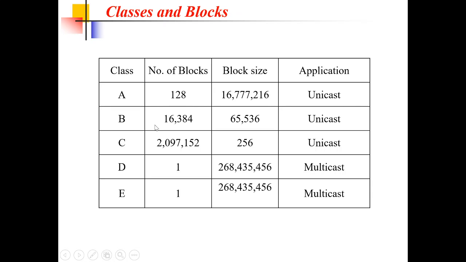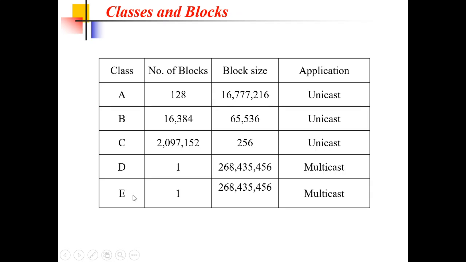Then for class B, the number of blocks or number of networks is 16,384 and for each network you can connect 65,536 hosts. It is used for unicast application. For class C, the number of blocks is more, more than 2 million blocks, and the number of hosts you can connect in each block is 256. Again, it is used for unicast application.